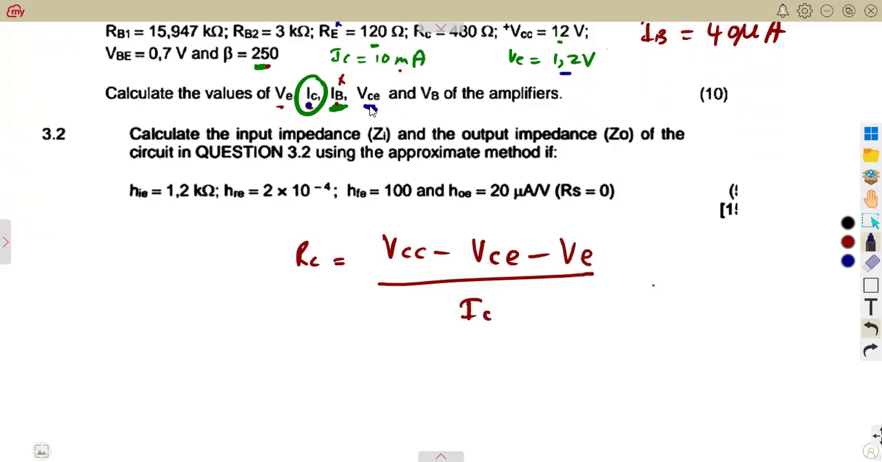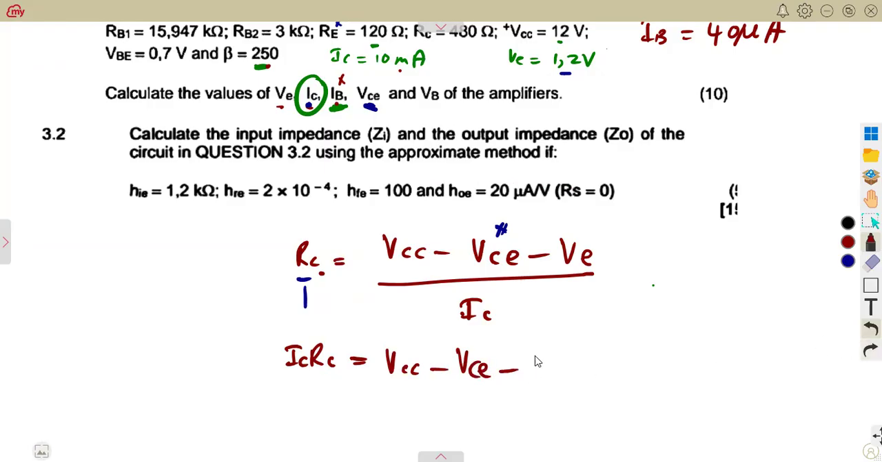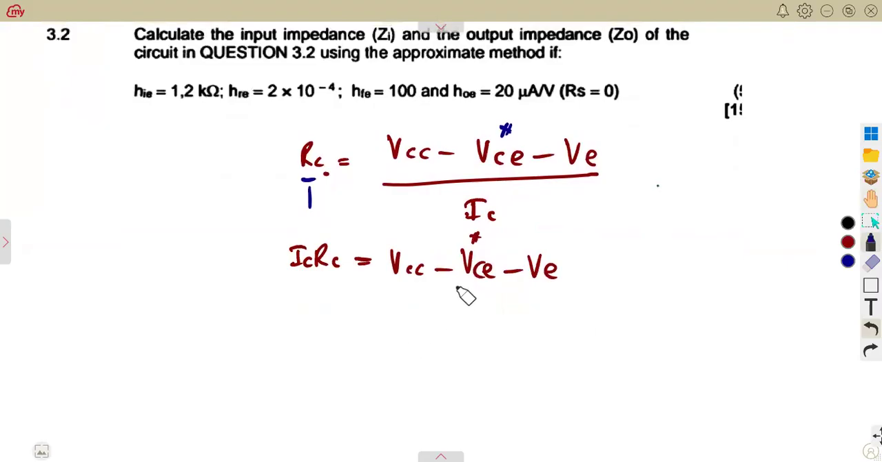And what is it that we need? VCE, which is this one. So you're going to make this the subject of the formula. From what we are given, we can simply manipulate it. So cross multiply, that is going to be IC times RC is equal to 1 multiplies everything that we are seeing here, which is the VCC minus the VCE. We're going to subtract everything, the VCE and the VE. What is it that we need? The VCE. So we can simply make this the subject, take it to the other side so that it becomes a positive there.